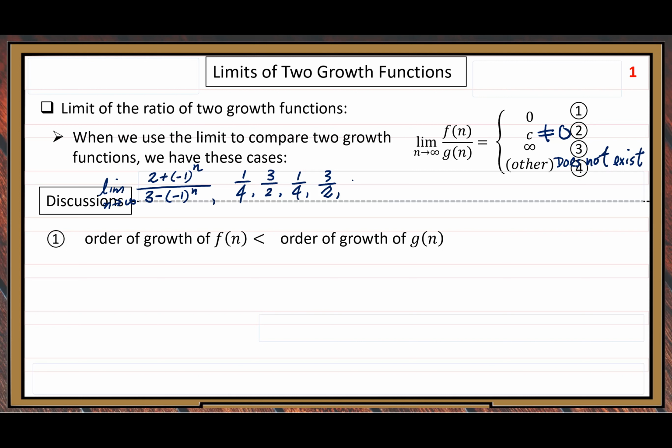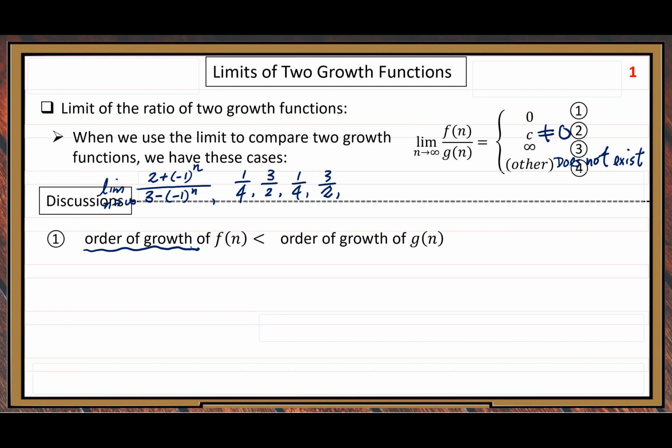Order of growth of f of n is less than order of growth of g of n. Here we introduce this concept, order of growth. There is a growth order. What's the growth order?